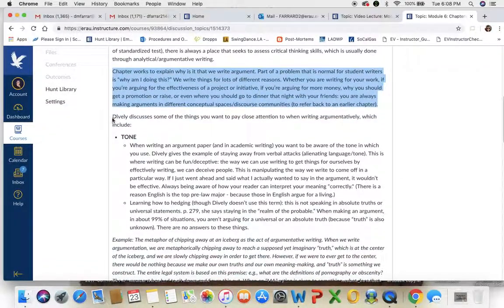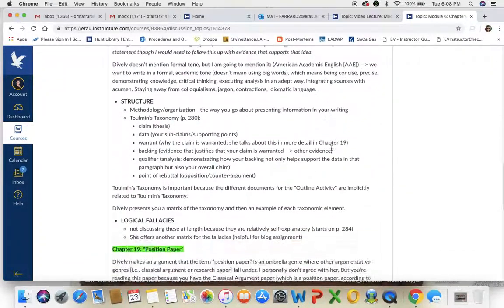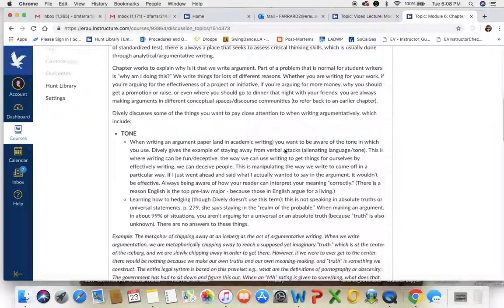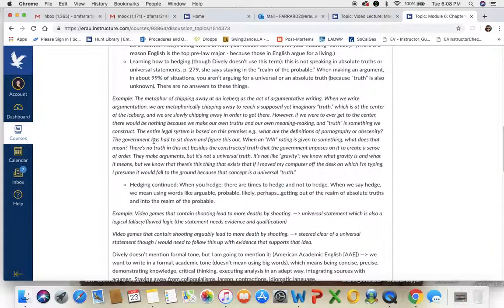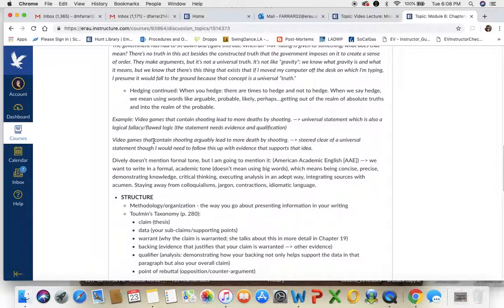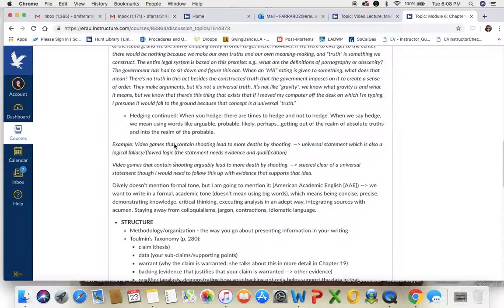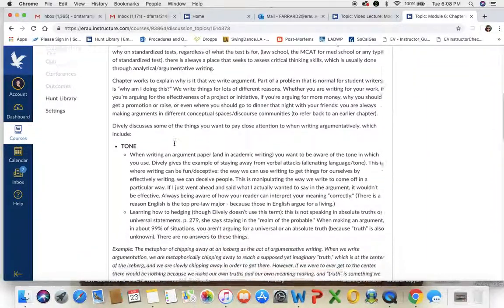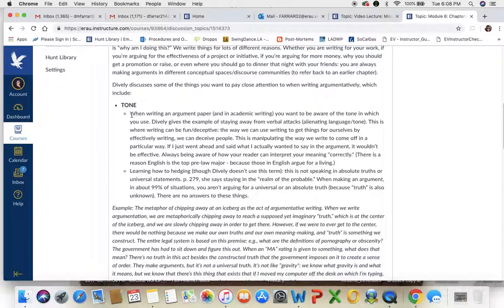So Dively discusses some things that you want to pay close attention to when writing argumentatively, and she focuses on three main things: tone, structure, and then logical fallacies. And then I intersperse what she talks about with examples, and I'm always trying to supplement what she's doing. But when she talks about tone, this is the first bullet point I have.